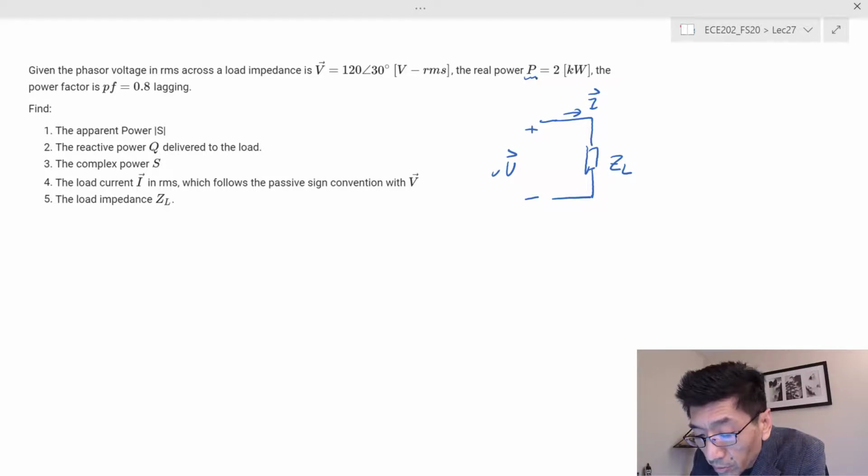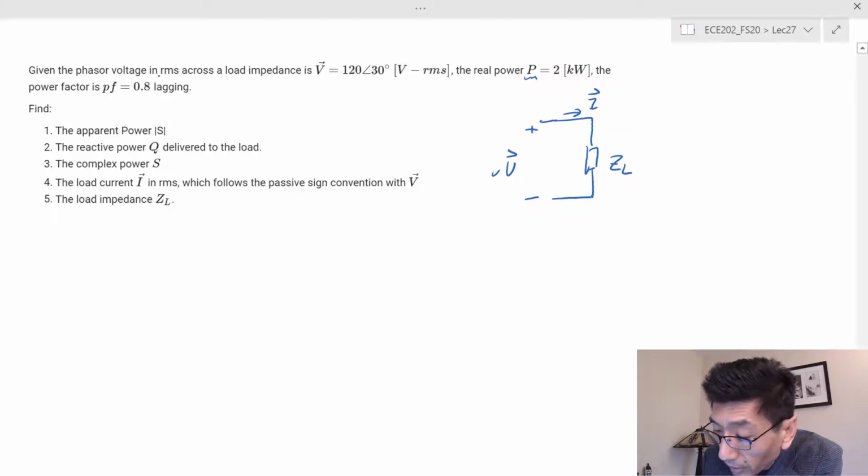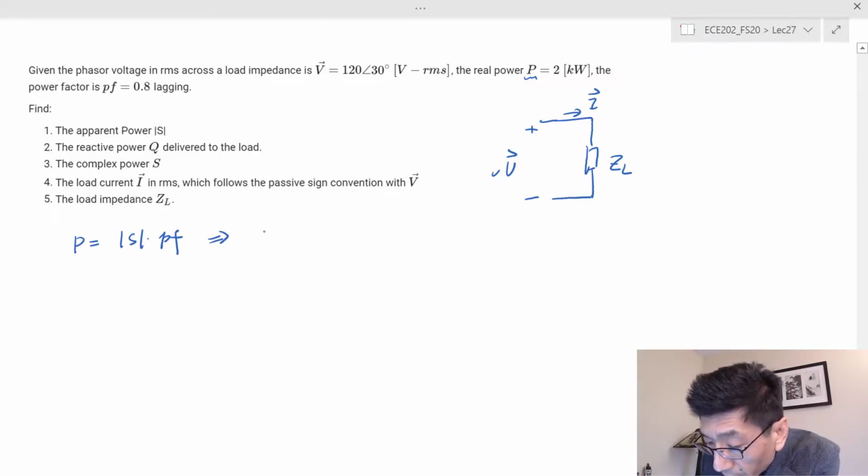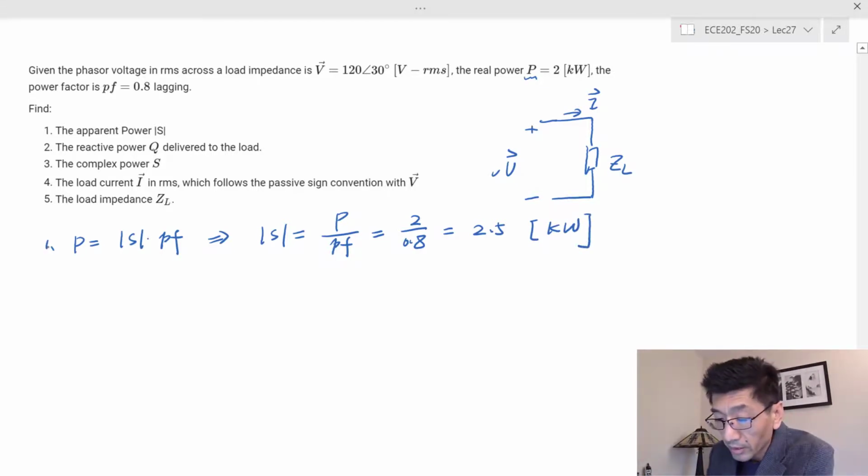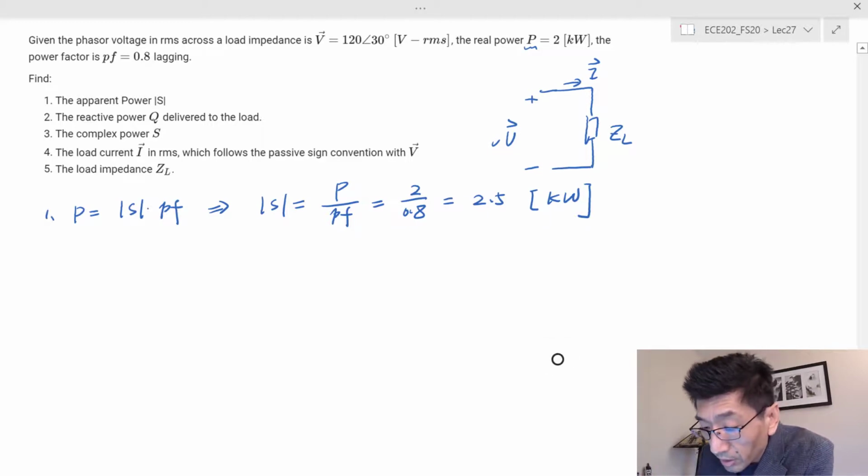And the first thing is, what is the apparent power S? The PF is 0.8, and since P is equal to S times the PF, very quickly we can find S is equal to P over PF, and that's 2 over 0.8. That's not too bad, that's 2.5 kilowatts. So that's for the first one. That's quick and easy.